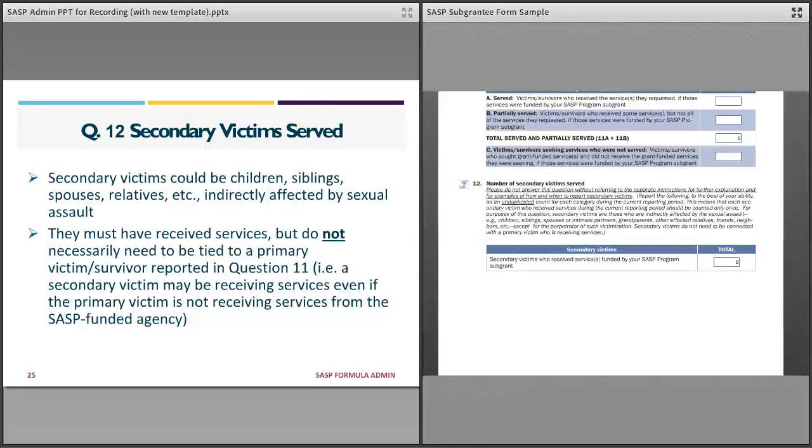In question 12, subgrantees may report the number of secondary victims that were served. Secondary victims include children, siblings, spouses, relatives, anyone who is indirectly affected by sexual assault. If they are reported in question 12, those people must have received services, but do not necessarily need to be tied to a primary victim or survivor who was reported in question 11. An example of this might be someone who came in as a secondary victim requesting services, even though the primary victim that they are in connection with is not receiving services from the SASP-funded agency.